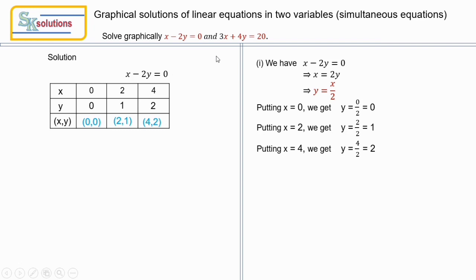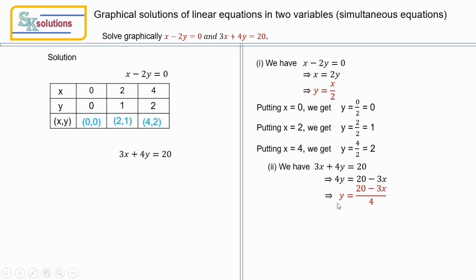You need to take the numbers in the right order. Now we will take the second equation, that is 3x plus 4y is equal to 20. Rearranging this equation, 4y is equal to 20 minus 3x, taking 3x on the other side. So this gives y is equal to (20 minus 3x) divided by 4.